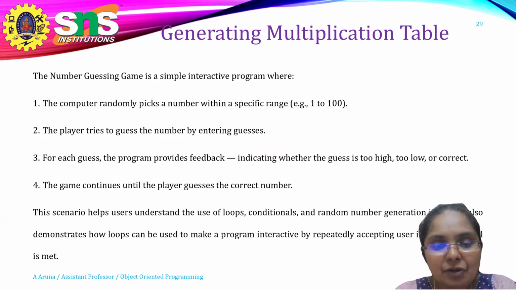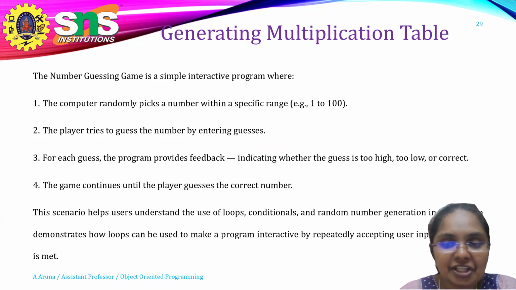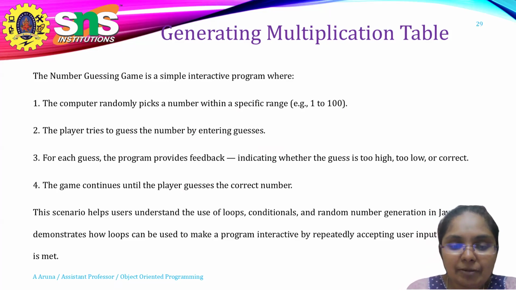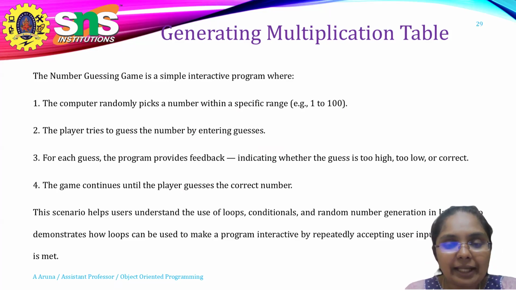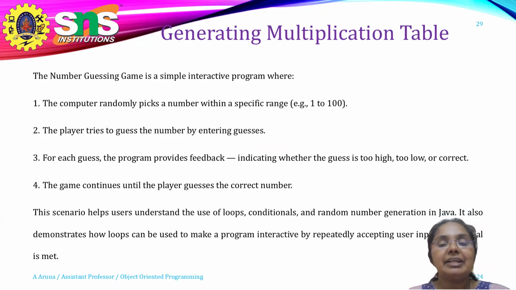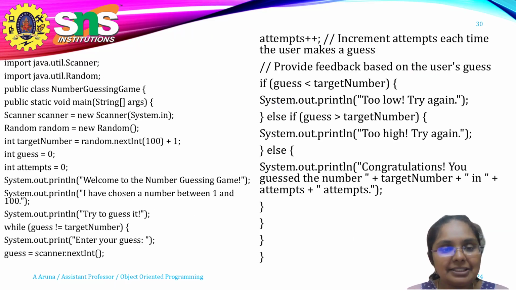The scenario helps us to understand the use of loops, conditionals, and random number generation. Through that, we can demonstrate how a loop can be used more interactively by repeatedly accepting input from the user. Generally, whatever number the computer randomly picks is compared to our guess. If both are equal, it shows correct. Otherwise, it will show too high or too low. So this is a condition over here.